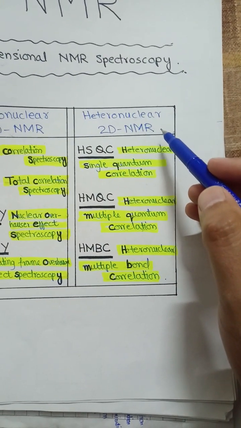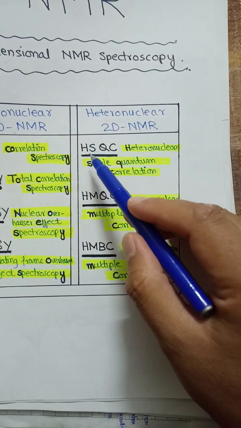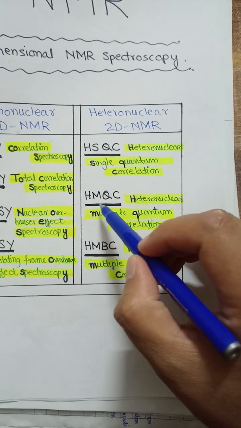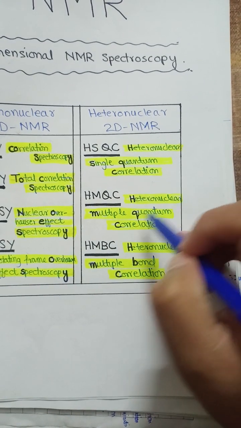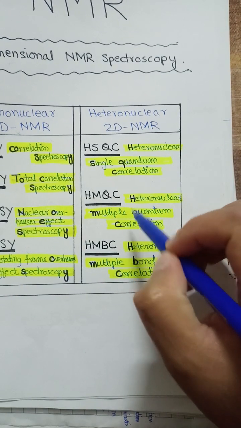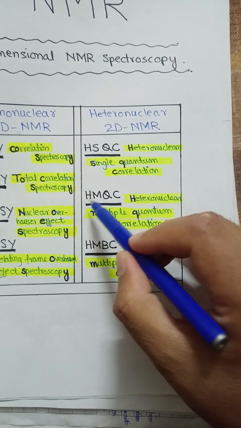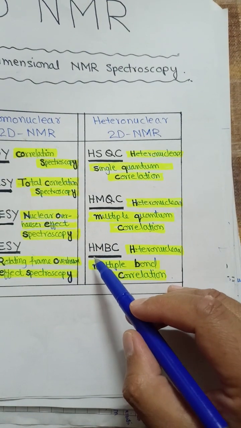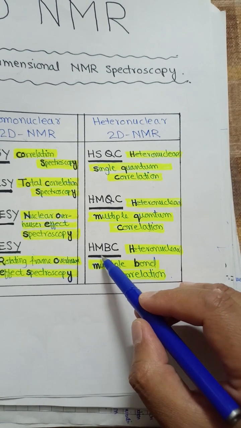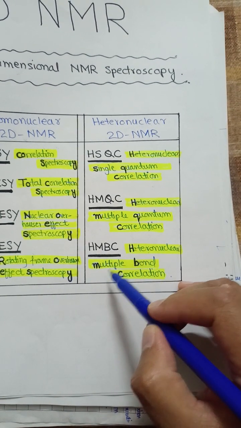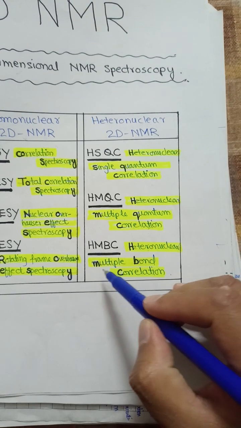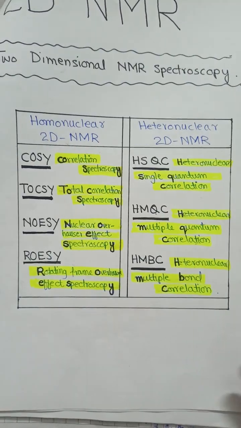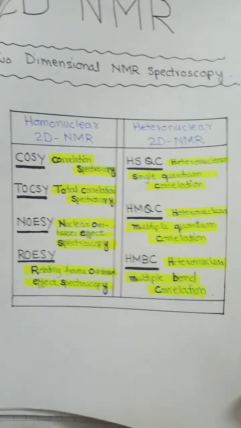In heteronuclear 2D NMR, we use techniques which are HSQC, that is heteronuclear single quantum correlation, and HMQC, heteronuclear multiple quantum correlation. H for heteronuclear, M for multiple, Q for quantum, and C for correlation. And HMBC stands for heteronuclear multiple bond correlation. So these are the techniques that can be used during 2D NMR.